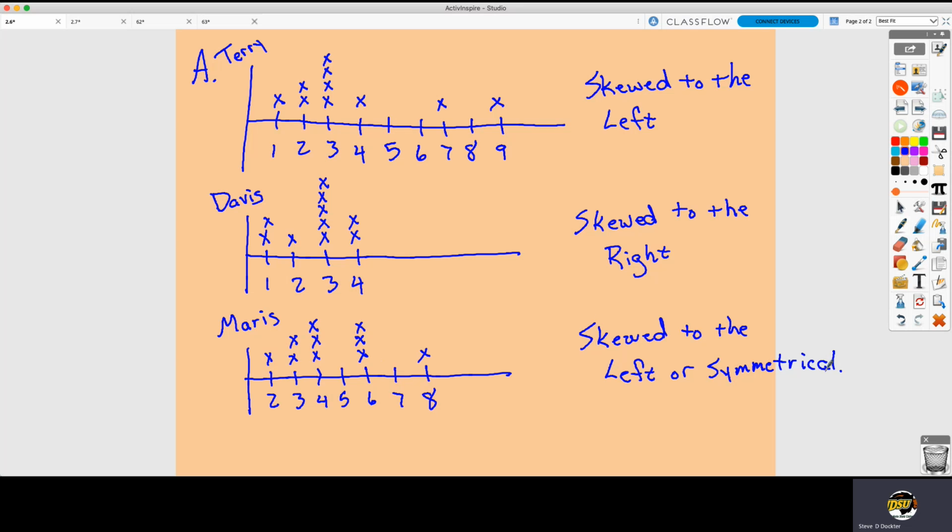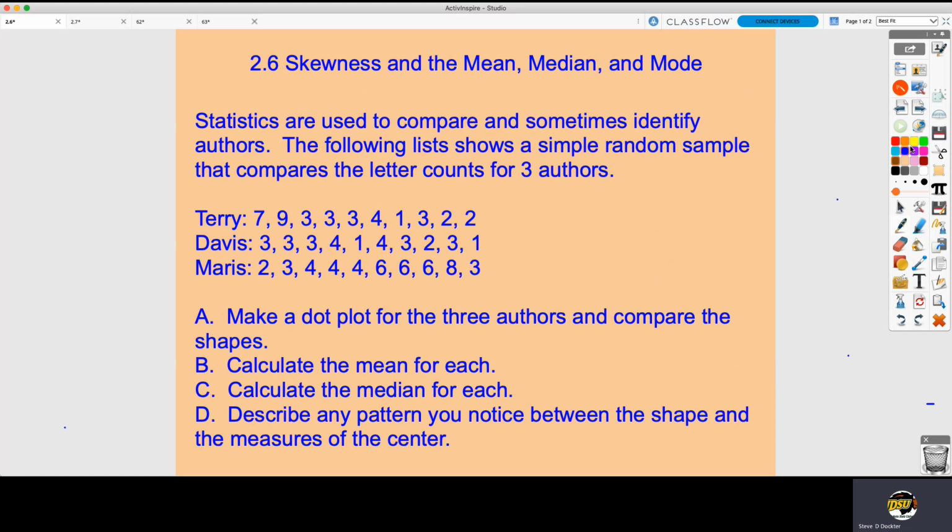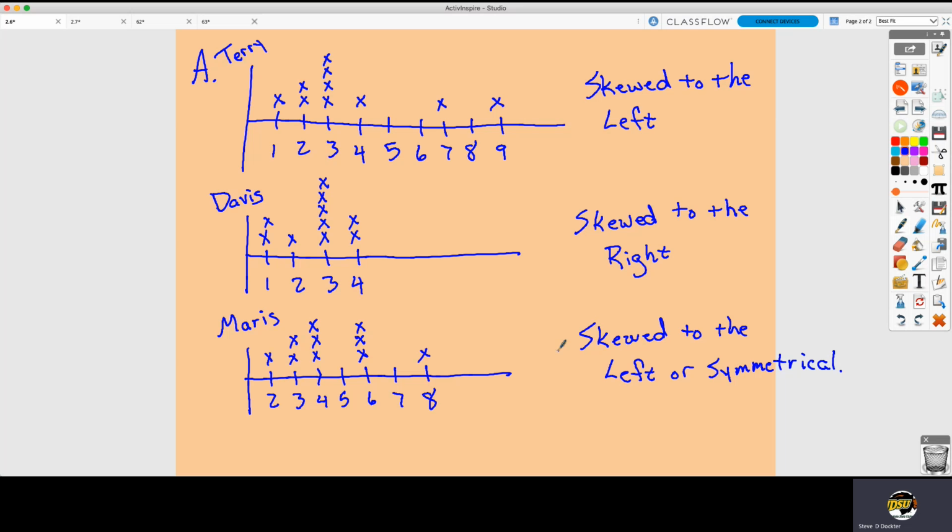Now that would be for part A. Part A just said make a dot plot and then compare the shapes. How we compare the shapes is we can talk about the skewed part.